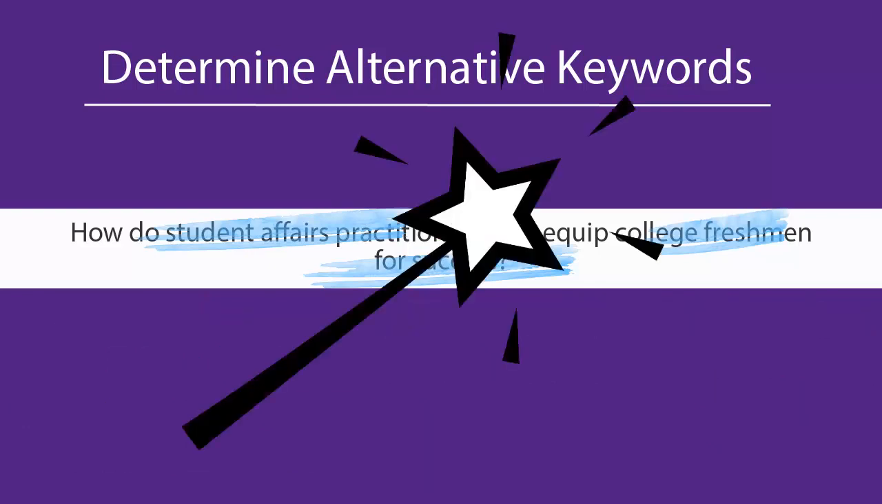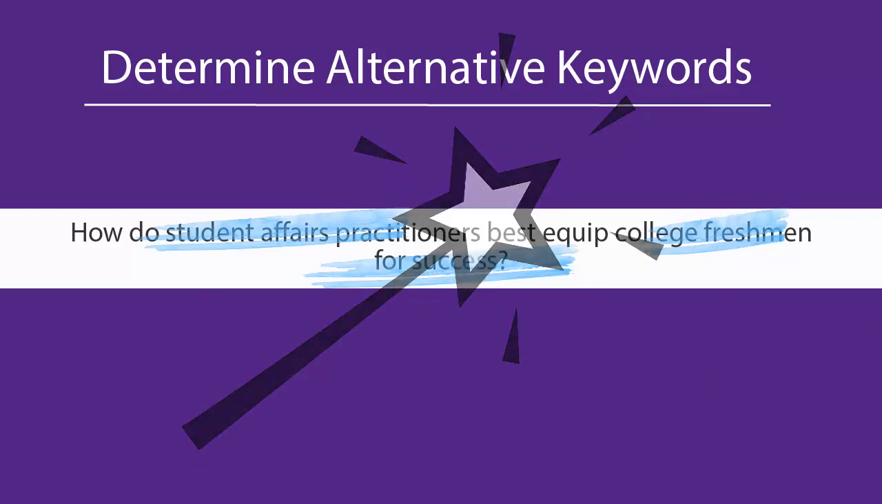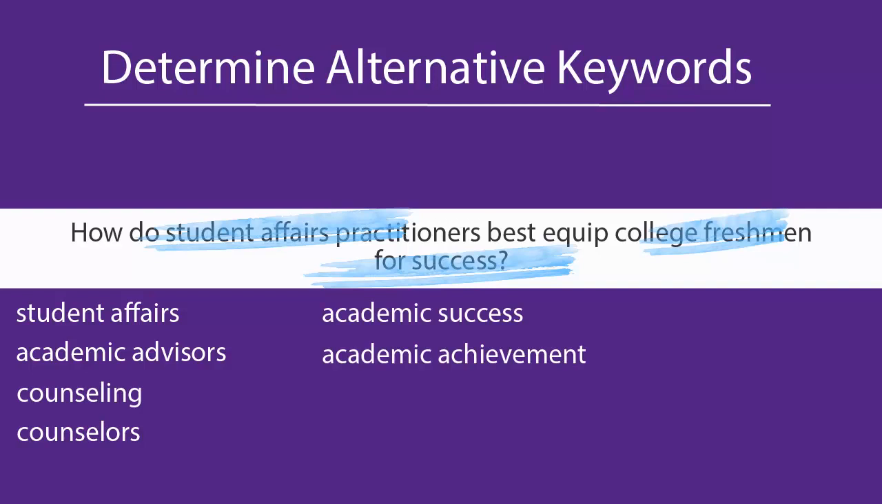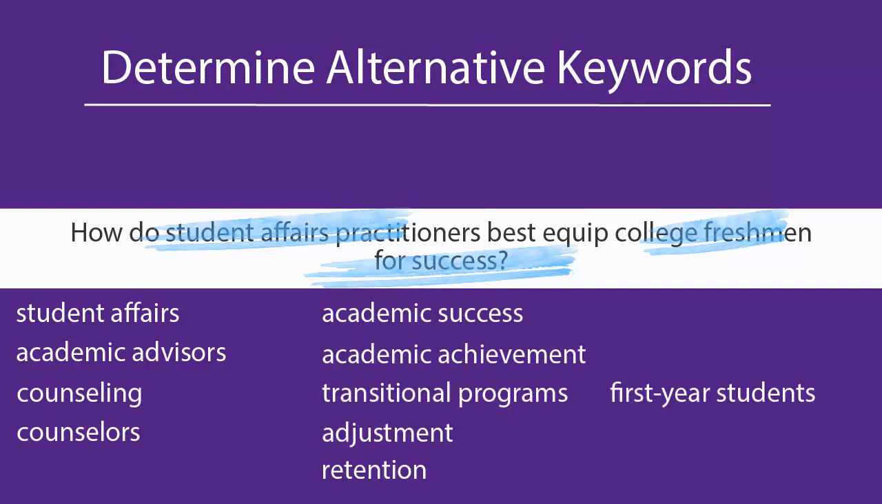There isn't a single magic search for your topic. You'll need to do several searches using various combinations of your alternative keywords to find all the information you need. For my topic, I came up with these alternative keywords, including academic advisors, counseling, academic achievement, retention, and first-year students.